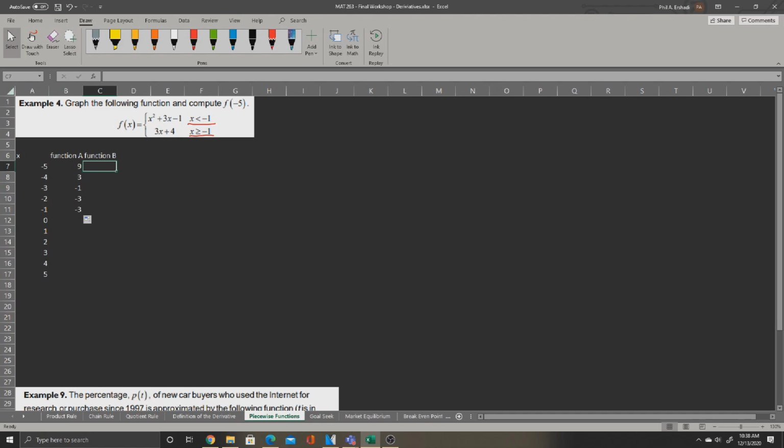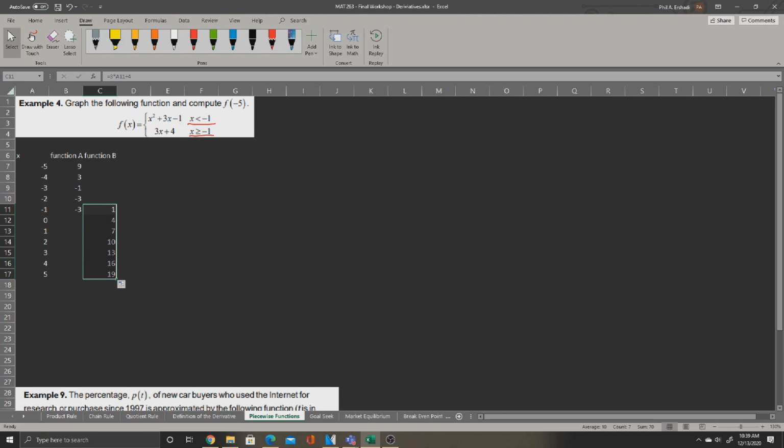Now for function b, that doesn't even start until -1. So we're not going to do anything for function b here. We're going to go over here to -1 and enter that. So equals 3 times our x plus 4. Then, once again, take the black cross and autocomplete that.